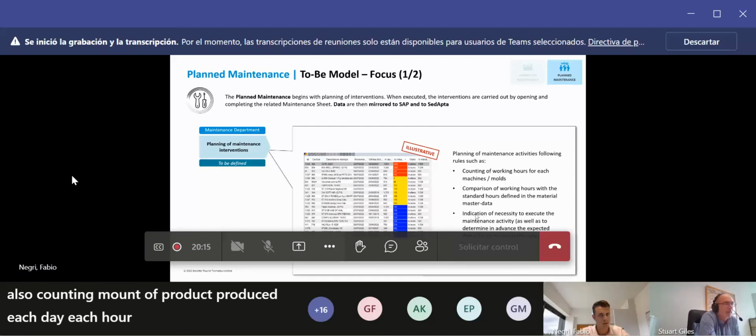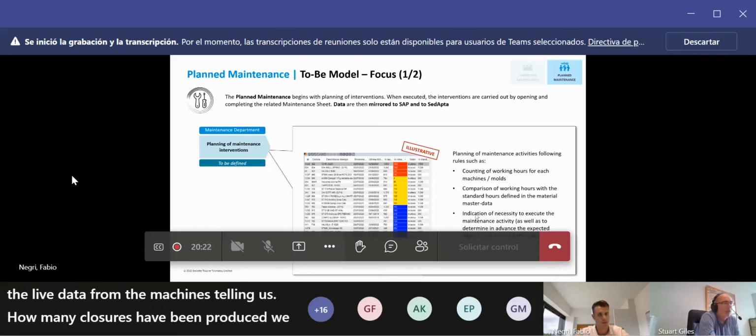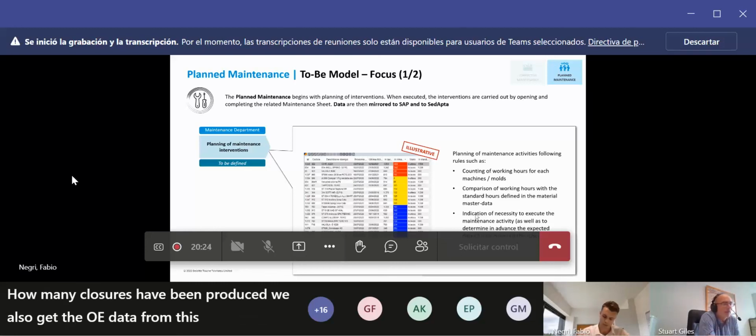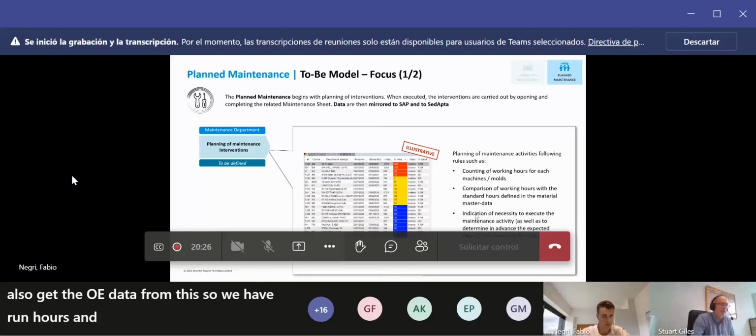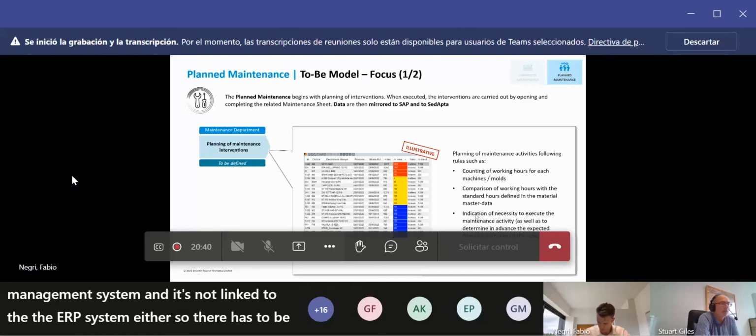So we have the live data from the machines telling us how many closures have been produced. We also get the OEE data from this, so we have run hours and available hours, etc. But this system is not linked to any other system. It's not linked to the maintenance management system, and it's not linked to the ERP system either. So there has to be manual intervention between each system. There is no direct link.